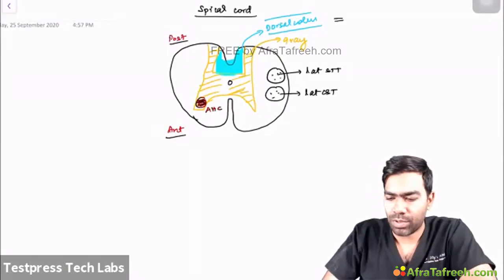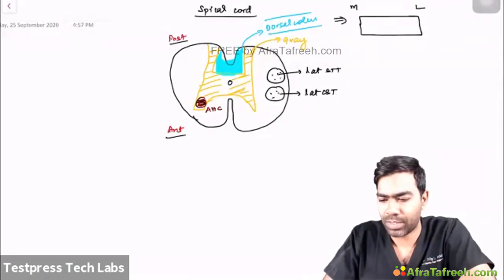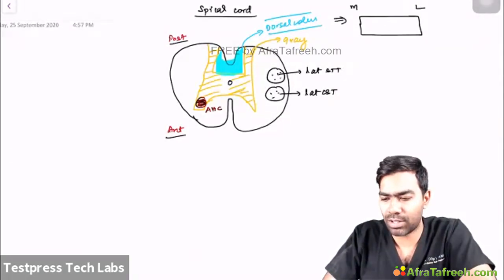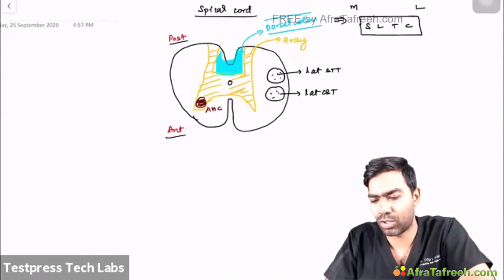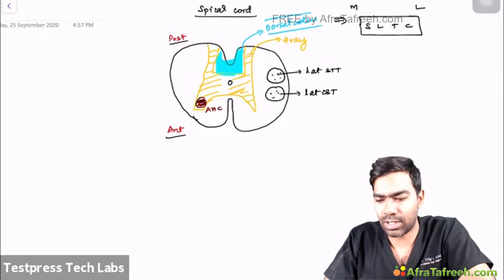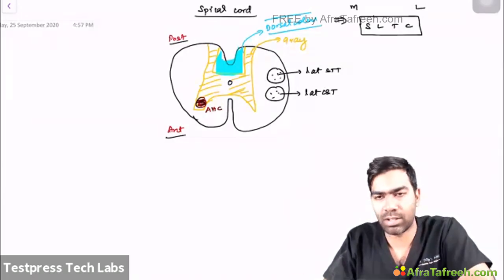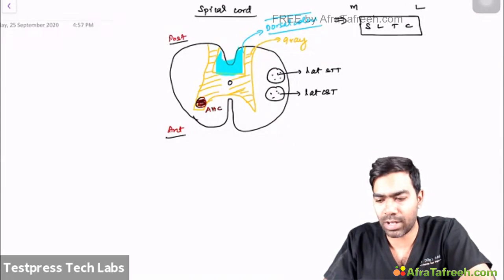As I told you before, let us recap one more time. The dorsal column will be arranged in a different way. You have medial, you have lateral here. From medial to lateral, they'll be arranged in the form of S, L, T, and C: sacral, lumbar, thoracic, and cervical. This is how the dorsal column will be arranged from medial to lateral.